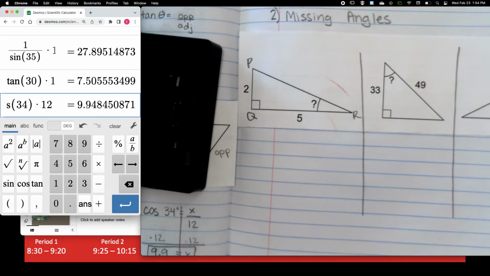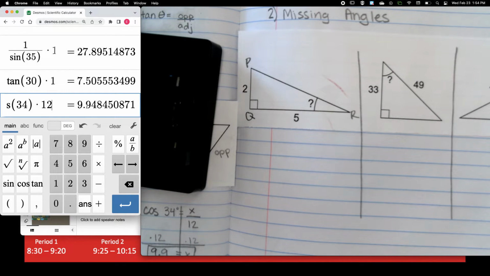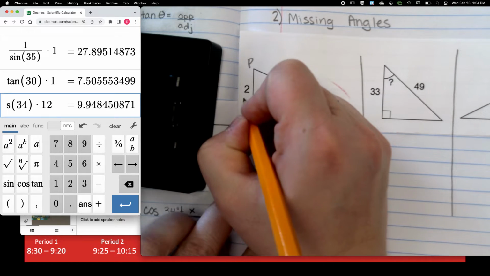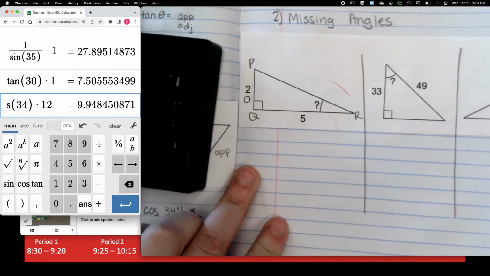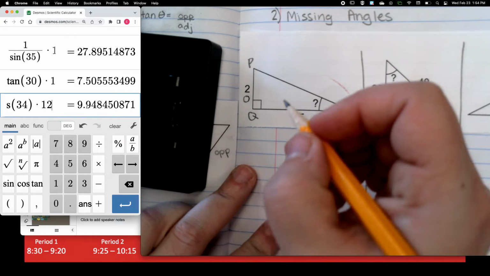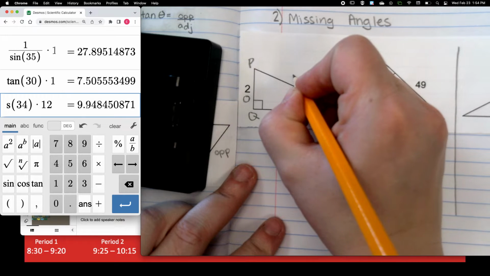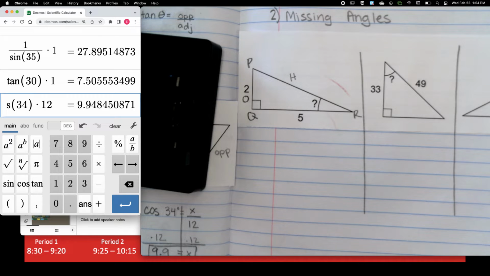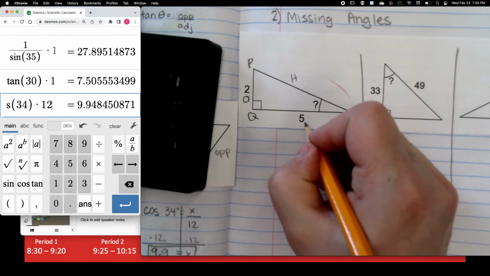We start off the same way we did before, where we're going to say our opposite, our adjacent, our hypotenuse. I'm going to just shorten it to O, A, and H. If you need to write OPP for opposite, do that, or ADJ for adjacent. I'm just going to do O, A, and H. So which one is opposite of angle R? 2. So that's going to be my O. What is the hypotenuse? Yep, the part across from the Q. We don't know that, so that's our H. Which means our adjacent is 5.